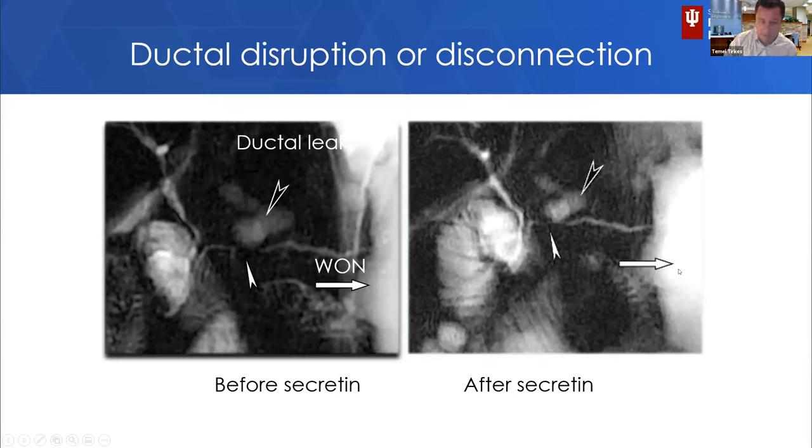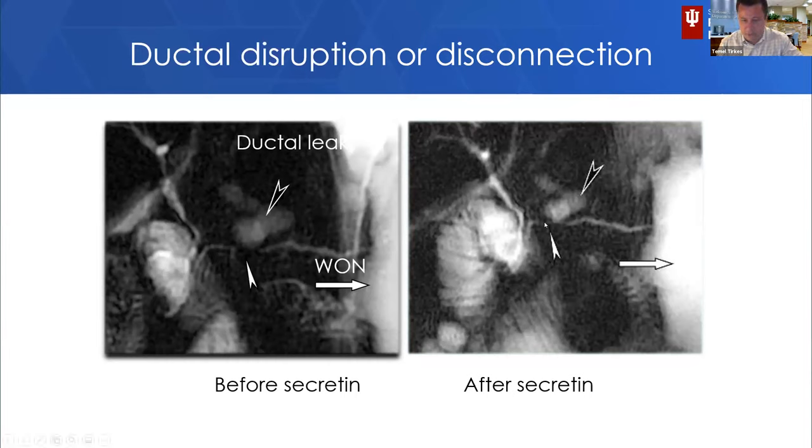There can be ductal complications as well in acute pancreatitis. And here's an MRCP image, a coronal image showing you the pancreatic duct and the common bile duct. And as you can see here, before the secretin, you do not see the connection of the pancreatic duct in this segment. In addition, there is a fluid collection here right next to that area. So you wonder whether there is something leaking or not. It could be ductal disruption or complete disconnection of the pancreatic duct.